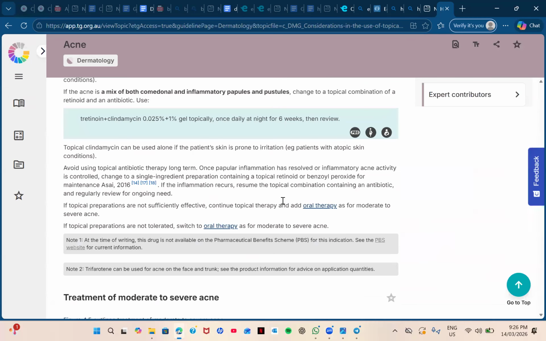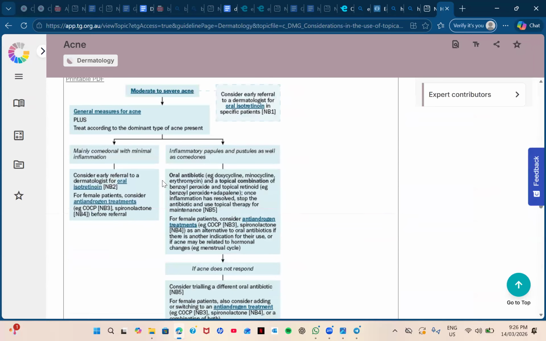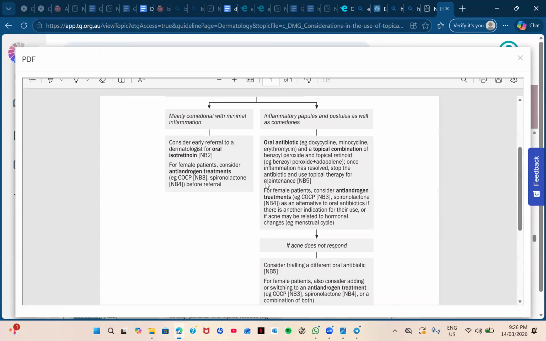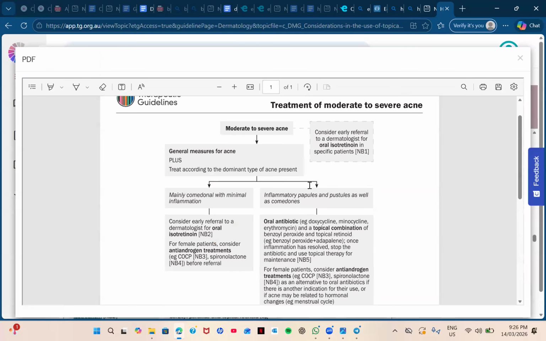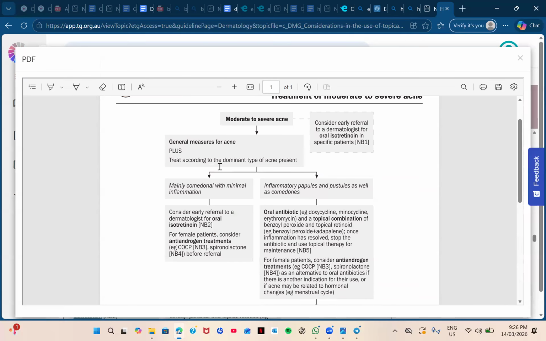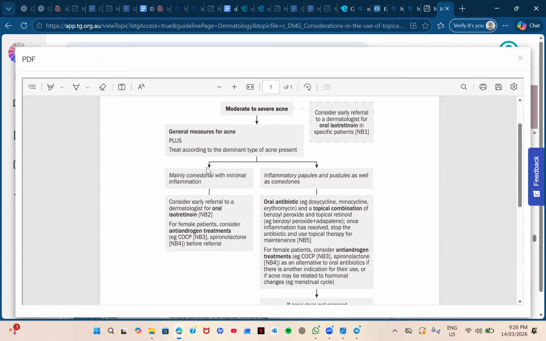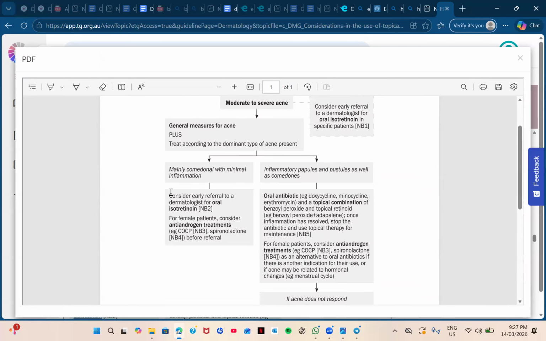Then they have, I think, yeah, another chart for moderate to severe acne, on how you should treat. So those are for the mild cases, right? Then moderate to severe acne: general measures. Then treat according to the dominant type of acne. You should think about whether it is mainly comedonal or mainly inflammatory. If it is mainly comedonal, then you have to consider early referral to a dermatologist or oral isotretinoin, right?